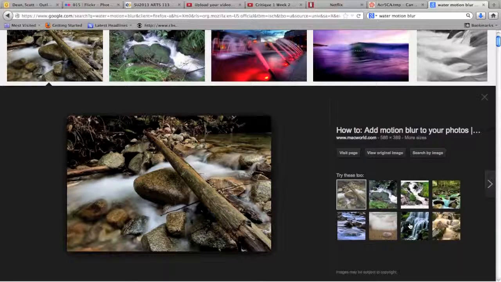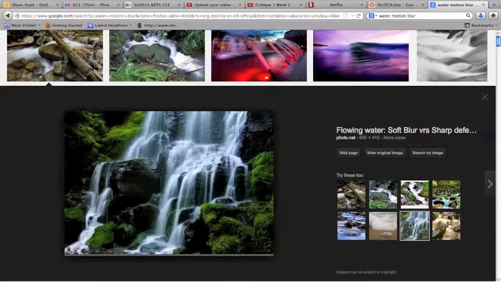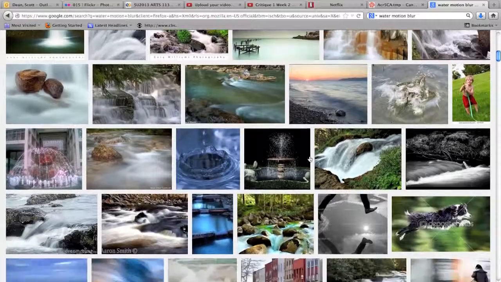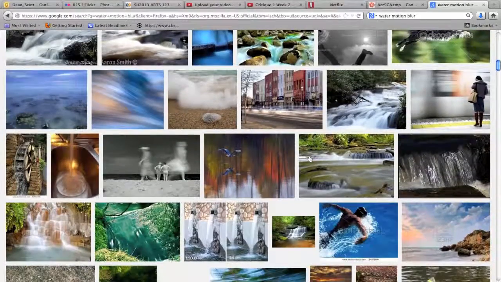Same thing with all these water images. So for this assignment, if you do a water image, just do one to try to get a good one, but that's how this is accomplished. Slow shutter speed. And of course, Google search all these sorts of images.